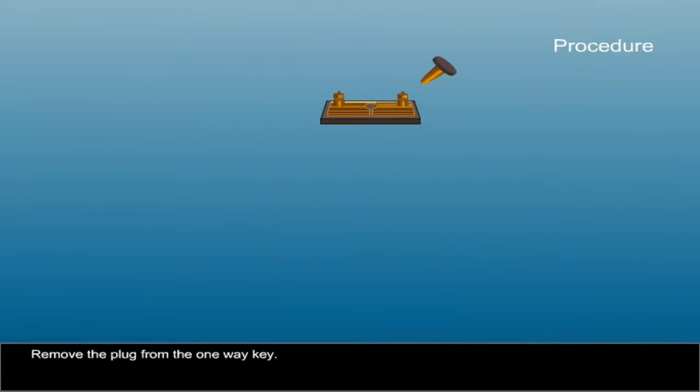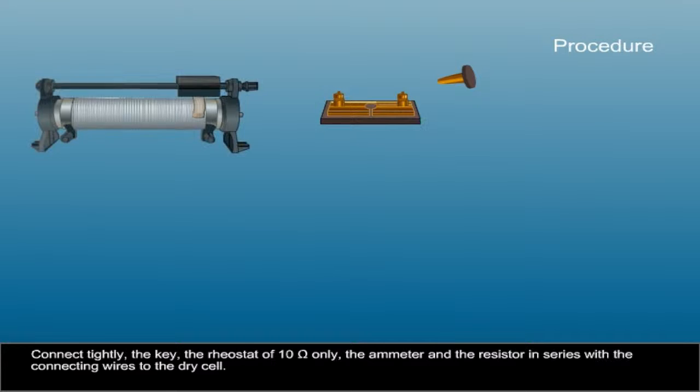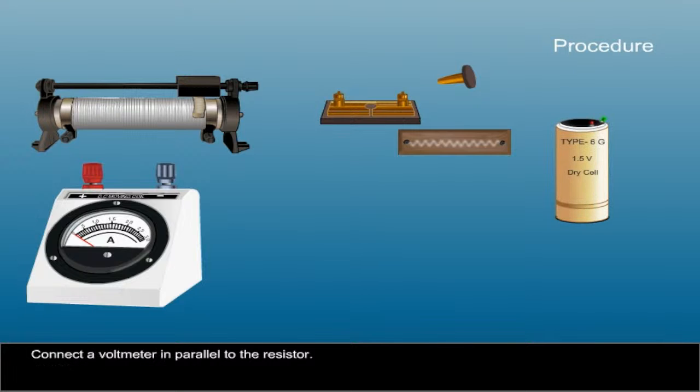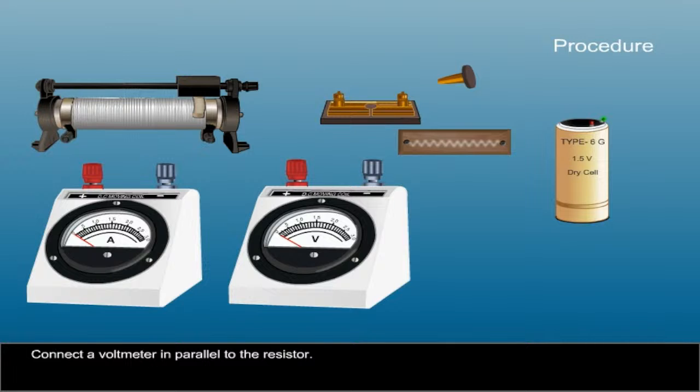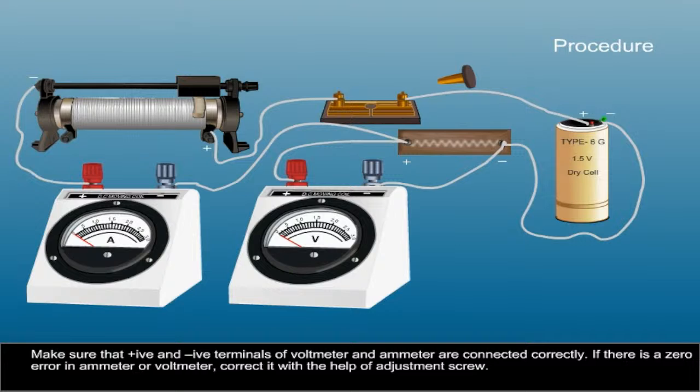Remove the plug from the one-way key. Connect tightly the key, the rheostat of 10 ohm only, the ammeter and the resistor in series with the connecting wires to the dry cell. Connect a voltmeter in parallel to the resistor. Make sure that positive and negative terminals of voltmeter and ammeter are connected correctly.